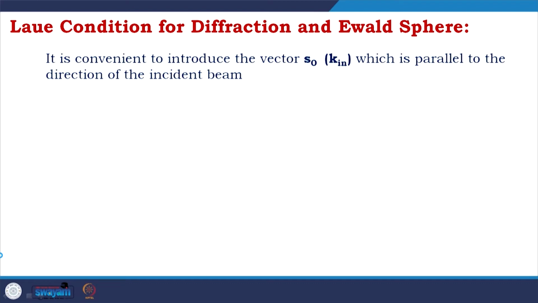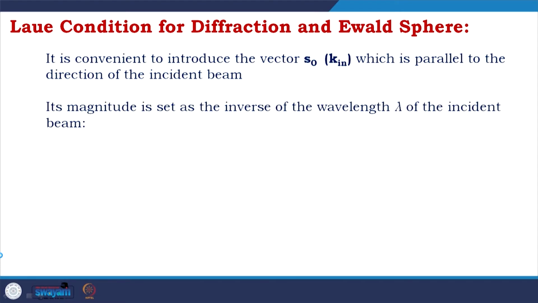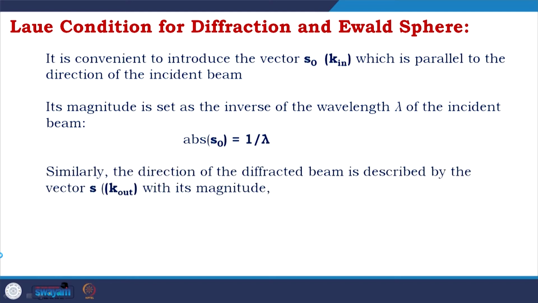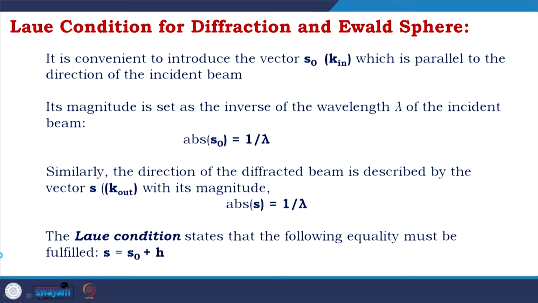Now, it is convenient to introduce the vector S0, which we defined as K in the last class, which is parallel to the direction of the incident beam. Its magnitude is set as the inverse of the wavelength lambda of the incident beam. So, the absolute value of S0 equals 1 by lambda. Similarly, the direction of the diffracted beam is described by the vector S, which we defined as K out, with its magnitude. So, the absolute value of S is also equal to 1 by lambda.